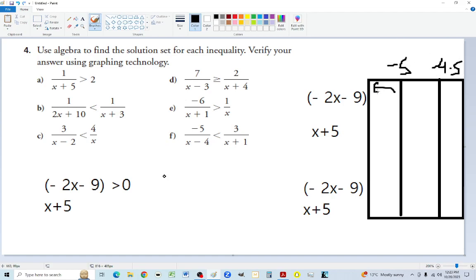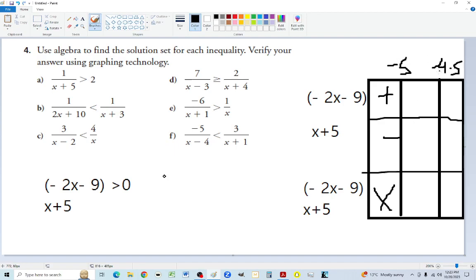But let's start with to the left of negative 5. A negative 5 here makes negative 10, but it becomes positive 10 minus 9, which is positive. Actually, I've got to take more than that, so we'll take negative 6. Negative 6 here makes negative 12, then becomes positive 12, minus 9 is 3, so it becomes positive. Negative 6 here becomes a negative. When I multiply a negative and a positive, I get a negative. That is not bigger than 0. So that's a big old no.